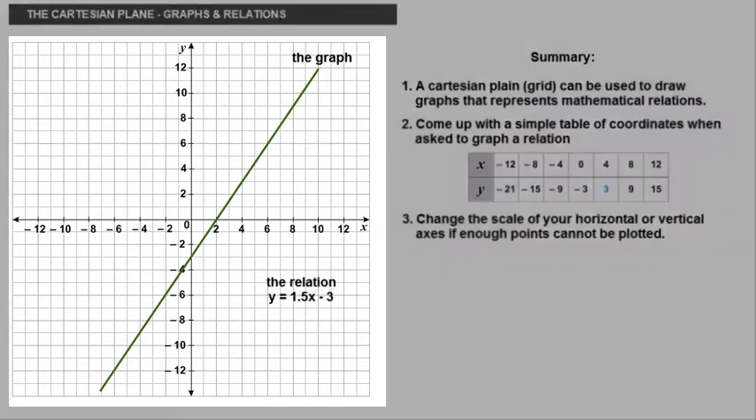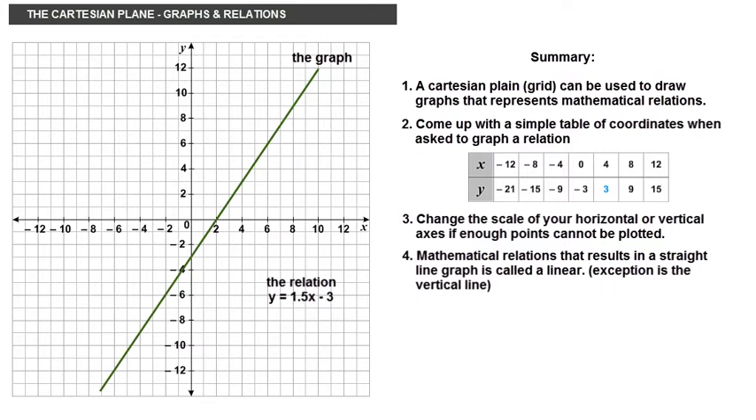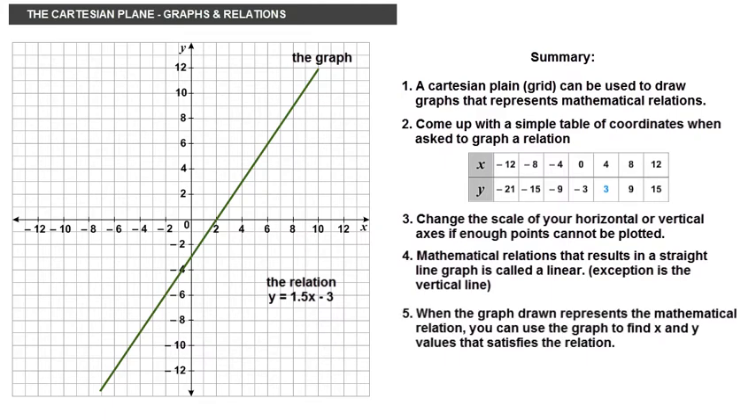Point number 4. A relation that results in a straight line on the Cartesian plane is called a linear relation, with exception for the vertical line. Point number 5. When the graph drawn is accurate, we can then use the graph to obtain the y when x is given, or obtain x when y is given without the need of substituting and evaluating from the relation. And this is because every point connected by the graph will satisfy the relation it represents.